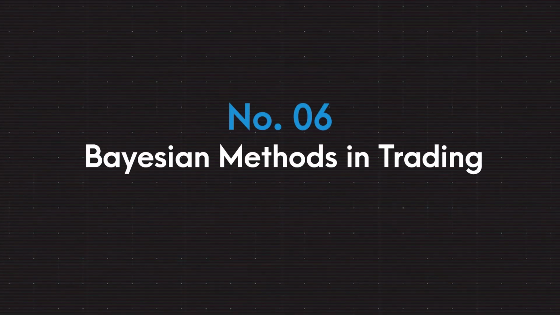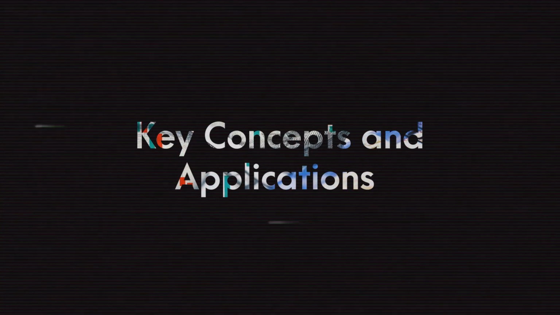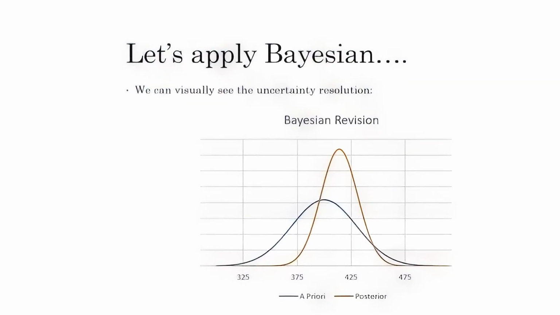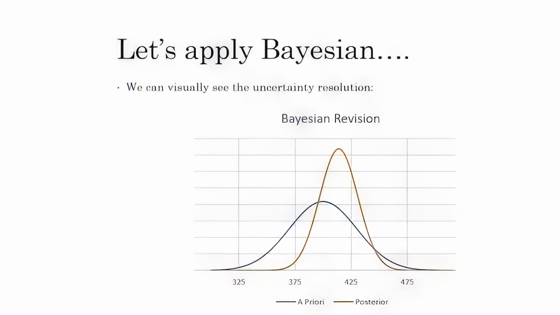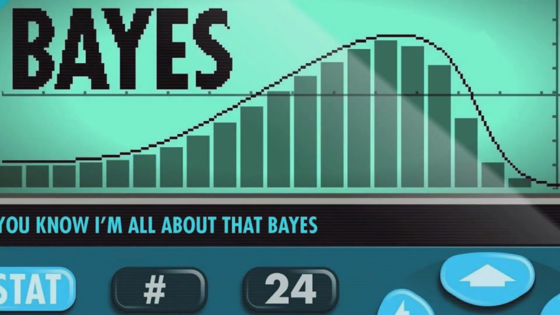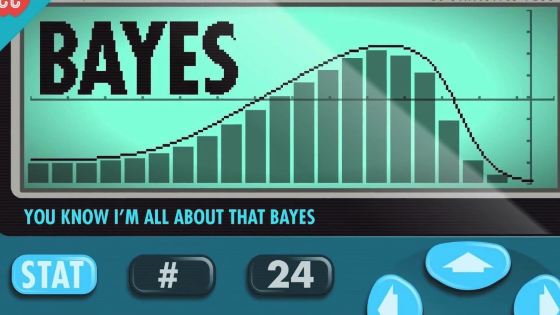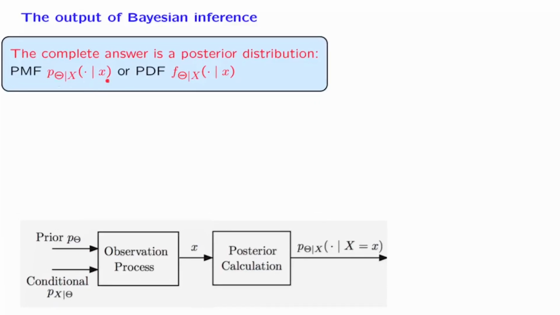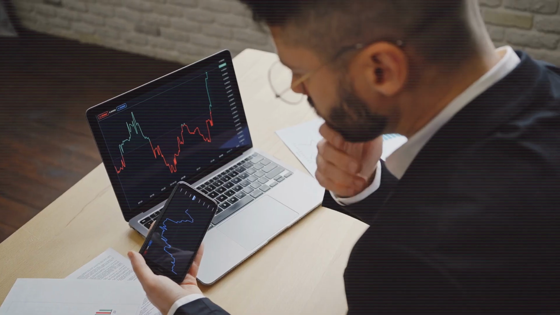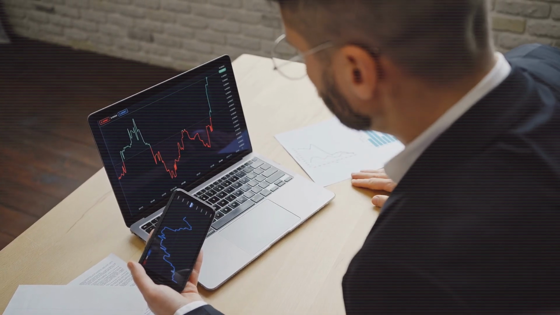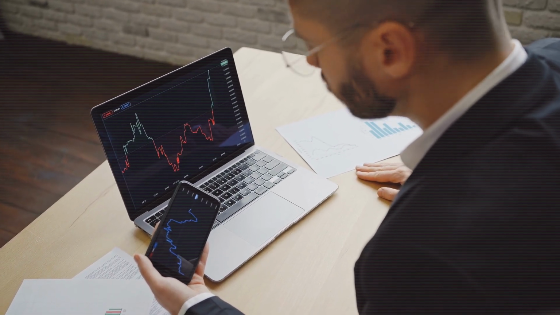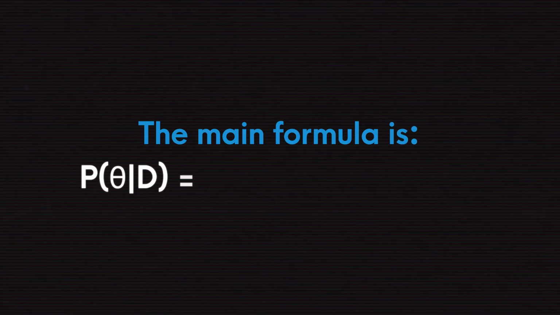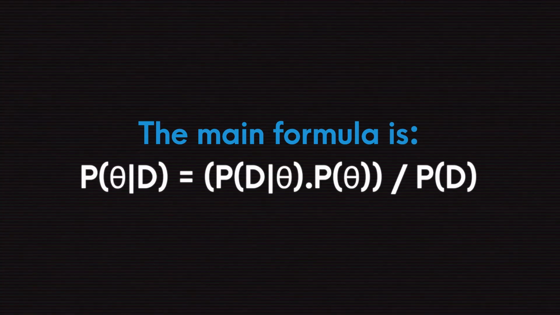Number 6. Bayesian methods in trading. Key concepts and applications. Bayesian methods provide a powerful framework for making data-driven decisions in trading by combining prior beliefs with new data to update probabilities. At the core of this approach is Bayesian inference, which allows traders to update their understanding of market conditions as more data becomes available. The main formula is P(θ|D) = P(D|θ)P(θ)/P(D).